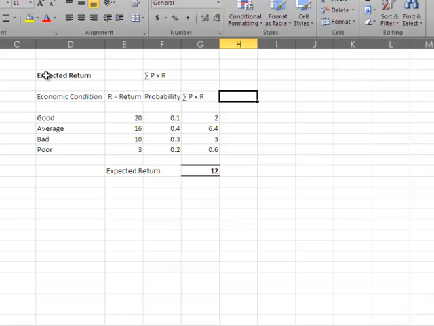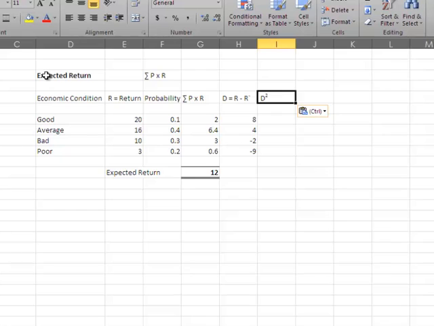To find out the standard deviation, we are going to find out the deviation for each return, which is nothing but R minus R naught, which is nothing but mean return. So it's equal to 20 minus 12, 16 minus 12, 10 minus 12, and 3 minus 12. Then I'm going to find out the d square, which is nothing but the square of the deviation. So equal to 8 into 8, 64, 4 square, 2 square, minus 9 square.